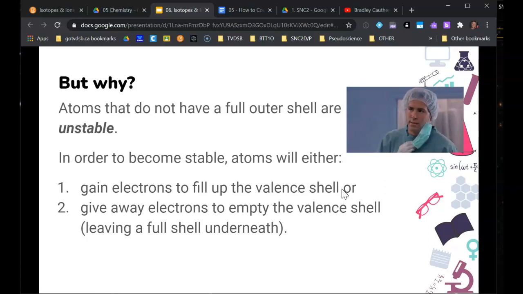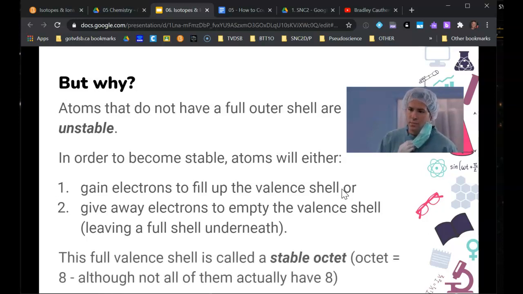So if an atom gets rid of the outer electrons and that outer shell becomes empty, that outer shell ceases to exist. It doesn't exist anymore. And that means that the shell underneath now becomes the outer shell, right? So to become stable, to give itself a full outer shell, an atom can add some more electrons to its outer shell to fill it, or it can empty out the outer shell, leaving the full shell underneath.